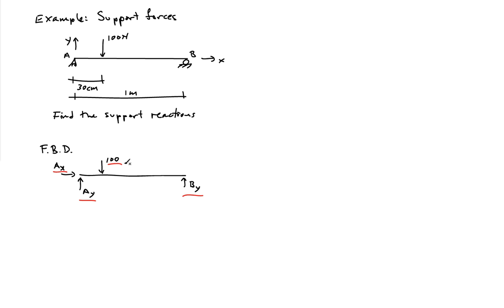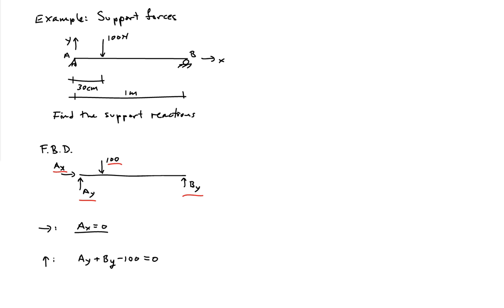So to determine the unknown reactions, notice there are 3 of them, and it's a 2D problem, so there are 3 non-trivial equations of equilibrium, and I can use those to find the 3 unknowns. If I start with the sum of the forces in the x direction, I immediately find out that Ax equals 0. If I look at the sum of the forces in the y direction, I find that there's an interrelationship between Ay and By in the problem.